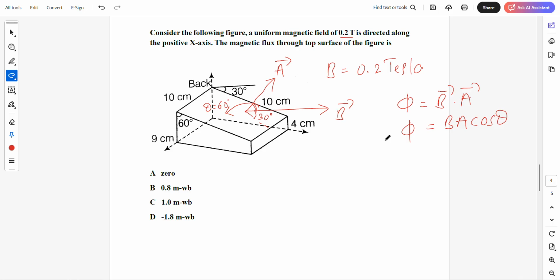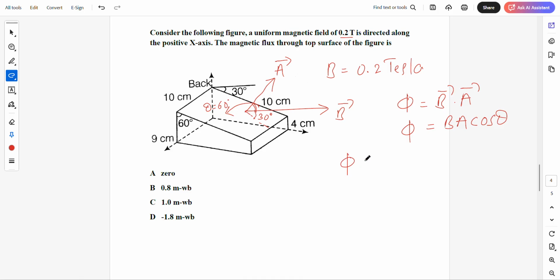Understood? Now you want to understand how to calculate the angle. To calculate the angle between B and A, if I consider the area A, this is perpendicular to the surface, and this is B, and this is 30 degree because the angle with the horizontal is 30 degree. This will be how much? 90 minus 30, 60 degree.